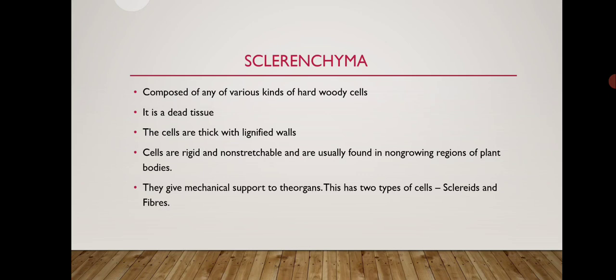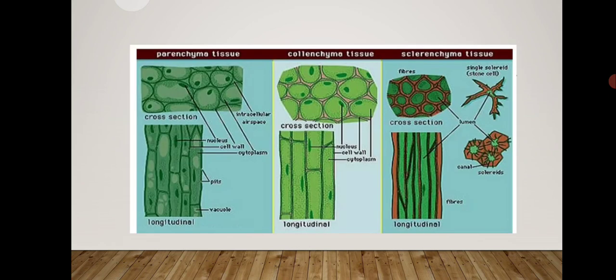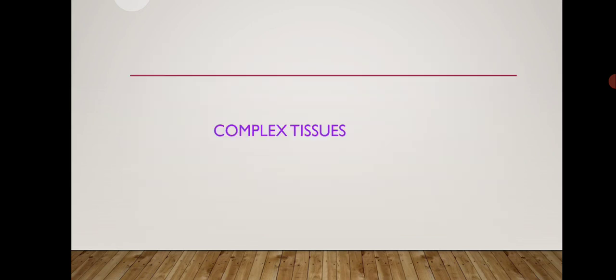The sclerenchyma cells are the dead cells, and they help in the mechanical support of the plant body. It mainly consists of sclerids and fibers. These are the pictures of parenchyma, collenchyma, sclerenchyma in its cross section and longitudinal section.